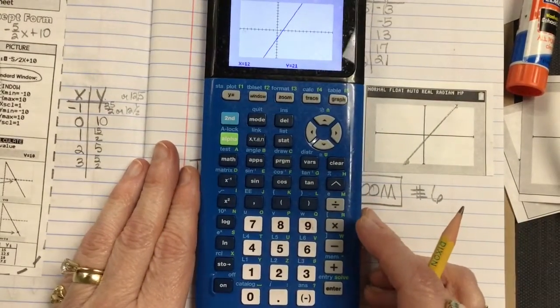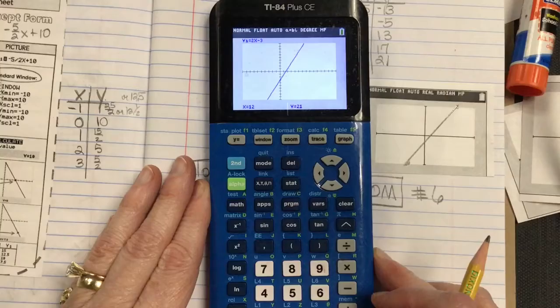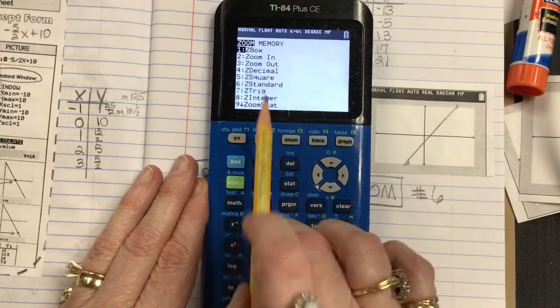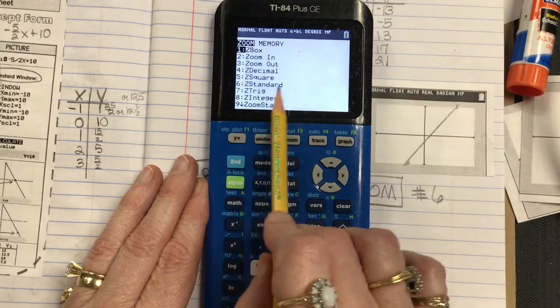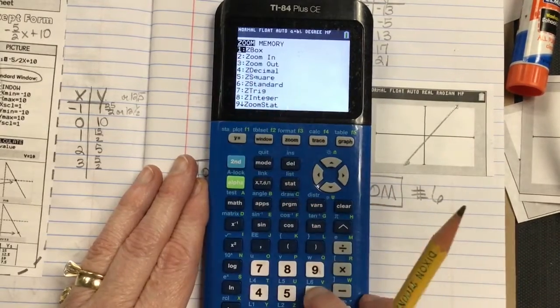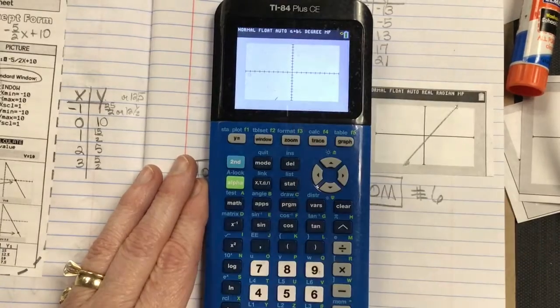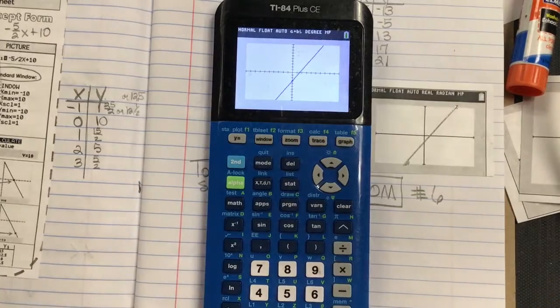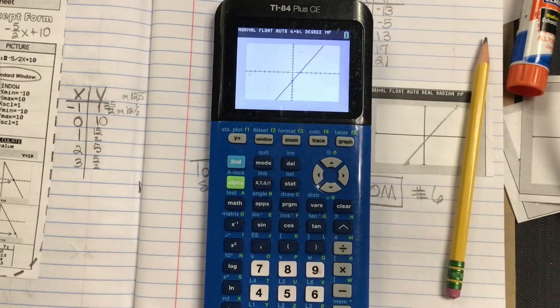Okay, look at the top. Do you see zoom? Everybody see zoom? Hit zoom. Now look at number 6. Look, it says standard. That's what we want. Now you can arrow to 6, or you can just hit the number 6, and it took the graph back to standard, and your window is now standard, and you can do your other classwork. And I'm sorry, we did pretty much rush.